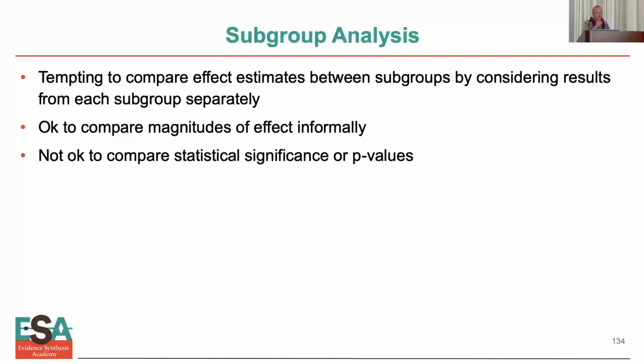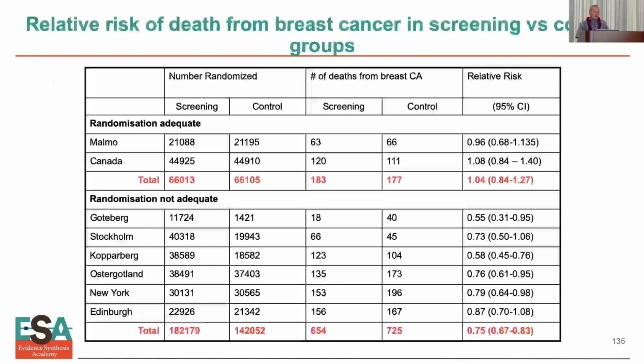So another way to do this is, it would be tempting to compare the effect estimates between the subgroups by looking at the results from each subgroup separately. And the problem, of course, is that you don't then have a statistical test to see whether this trend is actually significant or not, because all you have are these separate effect estimates. So we want to embed this into a regression format where we analyze all the data together in order to be able to calculate a slope and estimate a confidence interval.